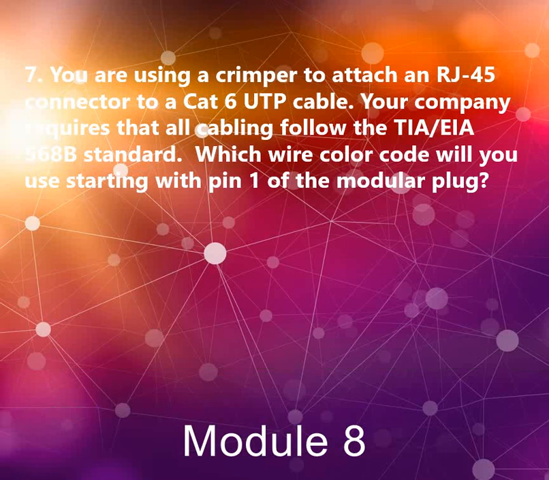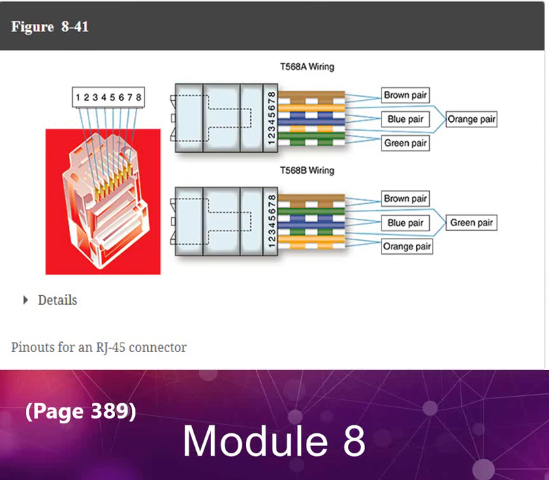So you are using a crimper to attach an RJ45 connector to a Cat6 UTP cable, which is unshielded twisted pair. Your company requires that all cabling follow the TIA/EIA 568A or 568B standard. Which wire color code will you use starting with pin 1 of the modular plug? You can find that information on page 389.